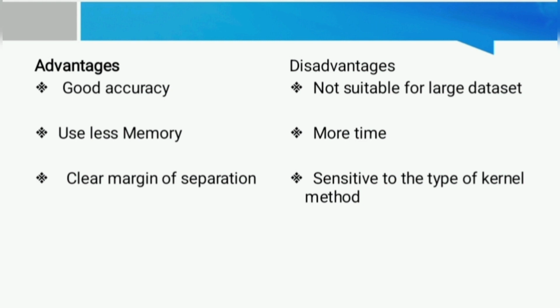Disadvantages of SVM. SVM is not suitable for large datasets because of its high training time. It takes more time in training compared to naive Bayes. It works poorly with overlapping classes and is also sensitive to the type of kernel used.